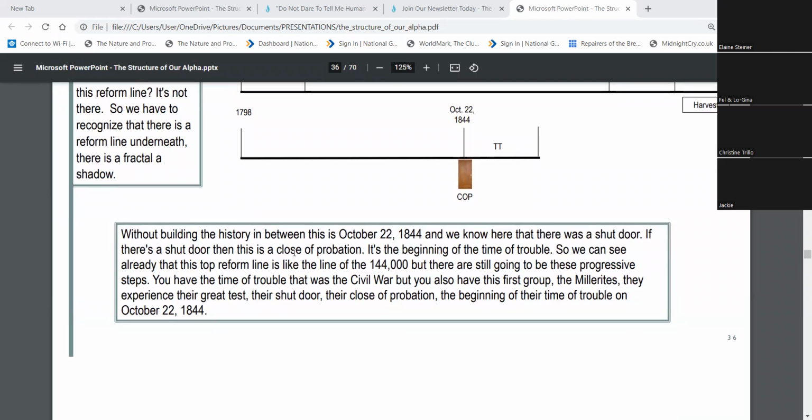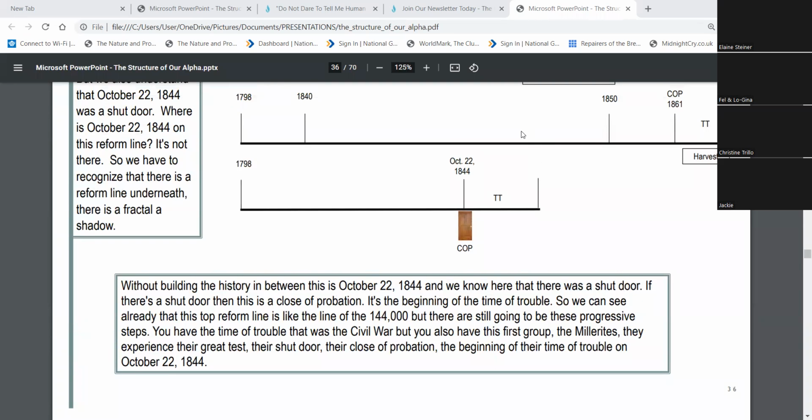Without building the history in between, this is October 22nd, 1844. And we know here that there was a shut door. And if there's a shut door, then this is close of probation. It's the beginning of the time of trouble. So we can see already that this top reform line is like the line of the 144,000, but there's still going to be these progressive steps.